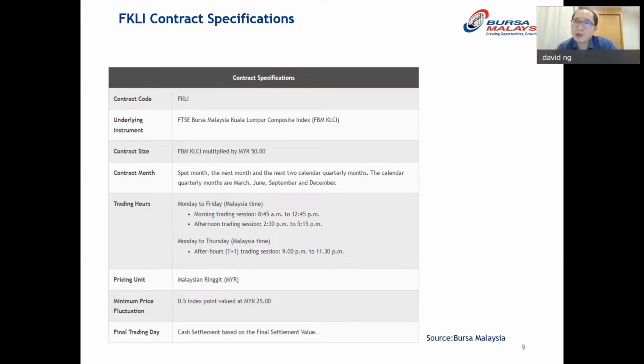So that gives you a bit of window of opportunity. So do take note, the opening hours is 8:45 to 12:45 for the morning session. Again, if you notice that the trading hours for FKLI is slightly different from FCPO, during the morning hours it is actually trading 15 minutes later or closing 15 minutes later than the CPO market. So if you are an FKLI trader, technically you are working a bit harder in the morning session as compared to the palm oil traders. Afternoon session, same time, both the CPO market and FKLI market resume at 2:30.